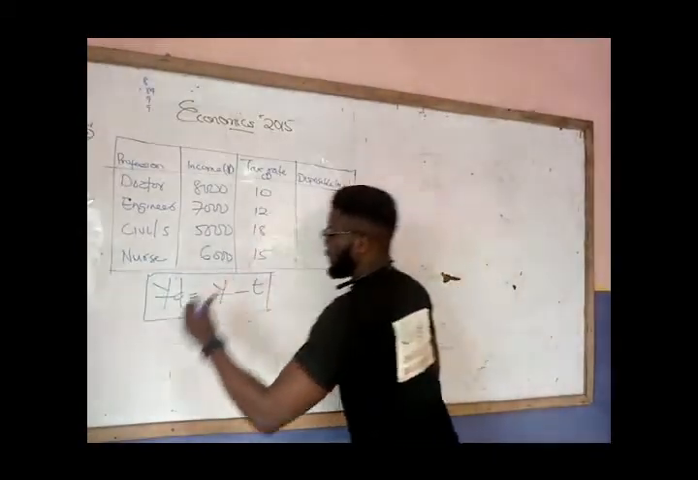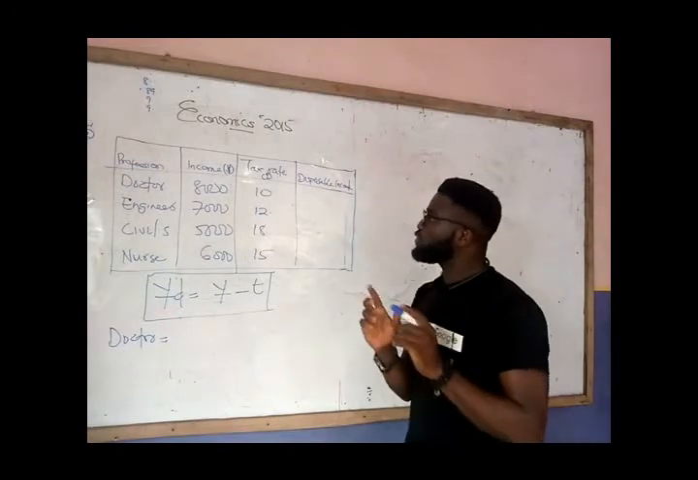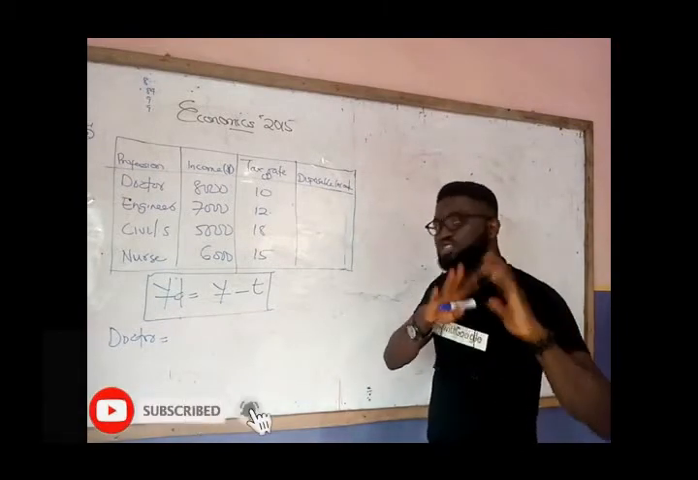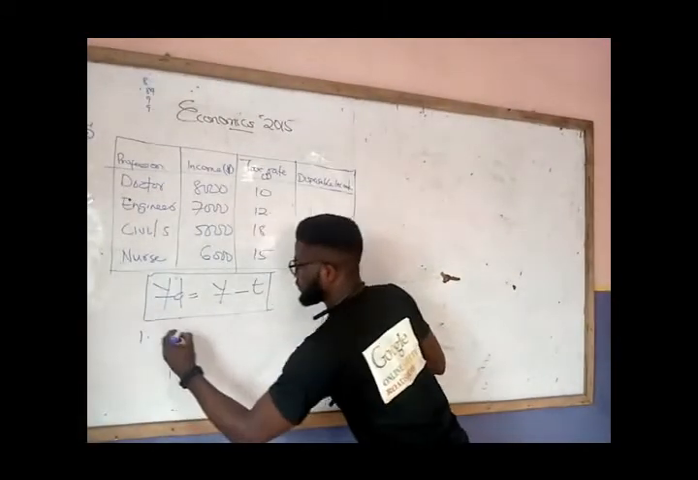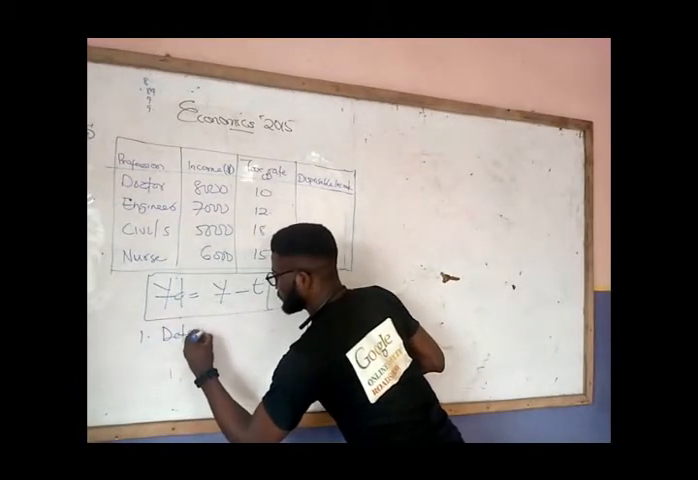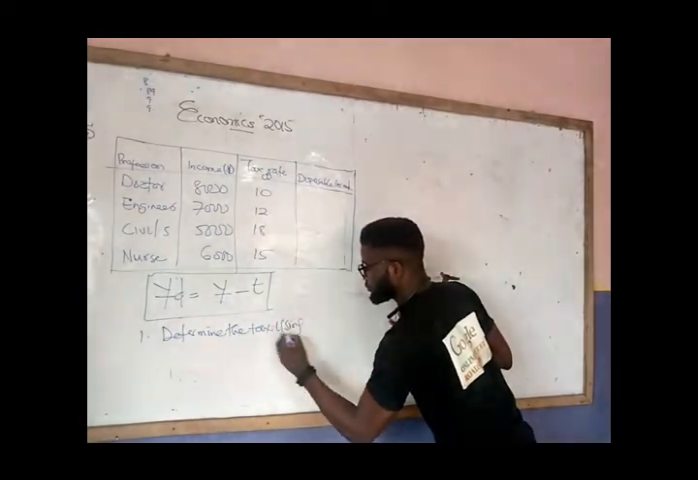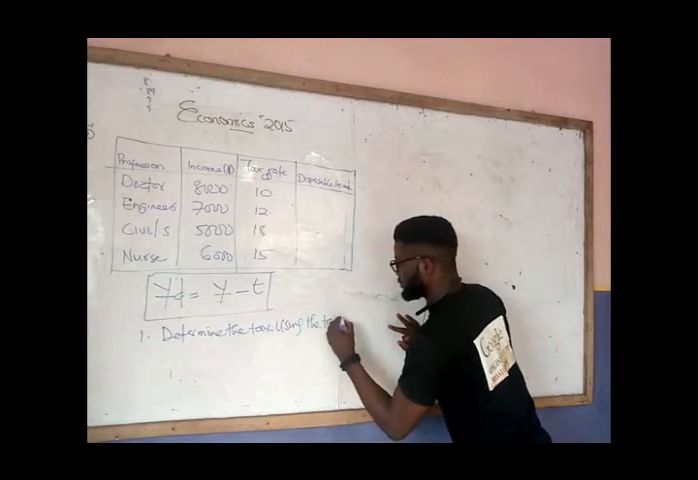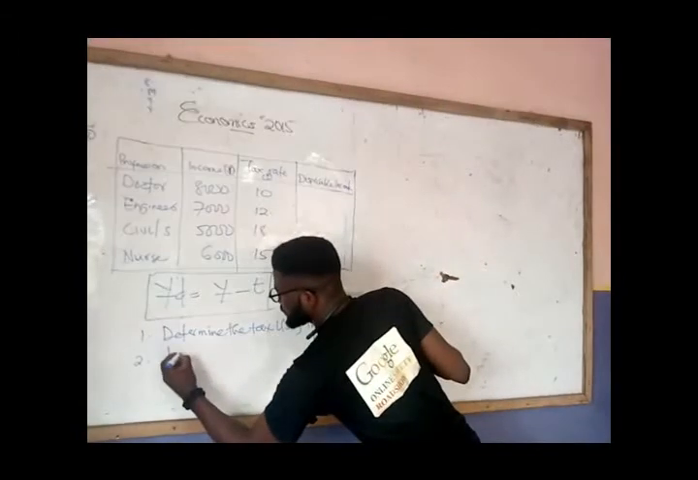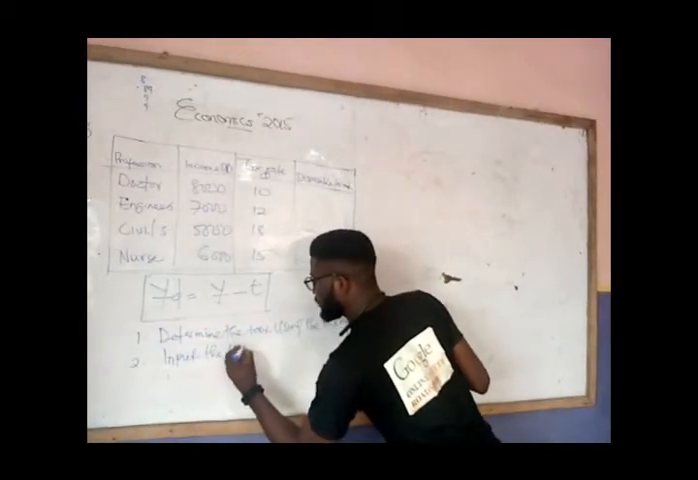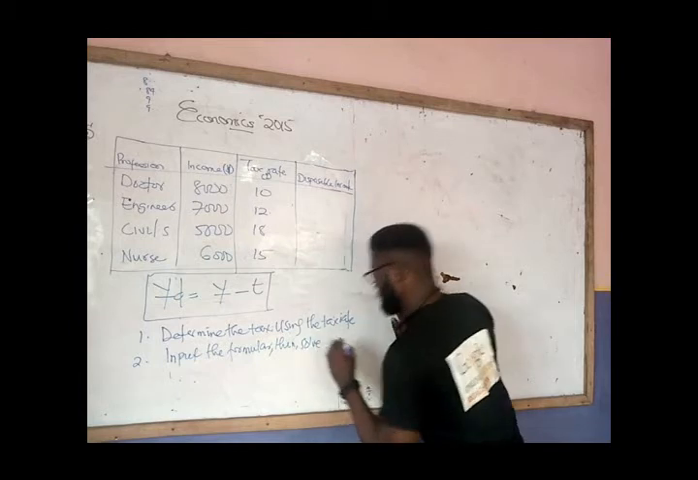So for the doctor, how do we calculate disposable income? Don't forget that you need to calculate the tax first. So this is step one, to make it more simple. Step one, determine the tax using the tax rate. Step two, input the formula, then solve.